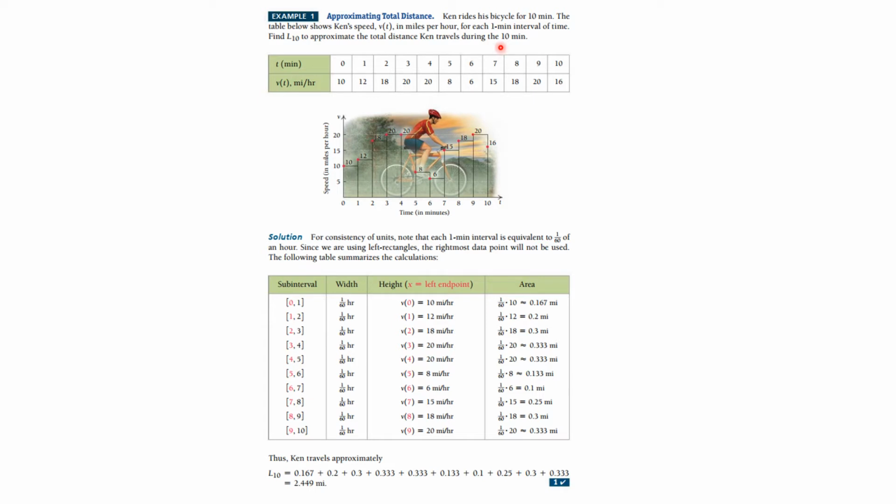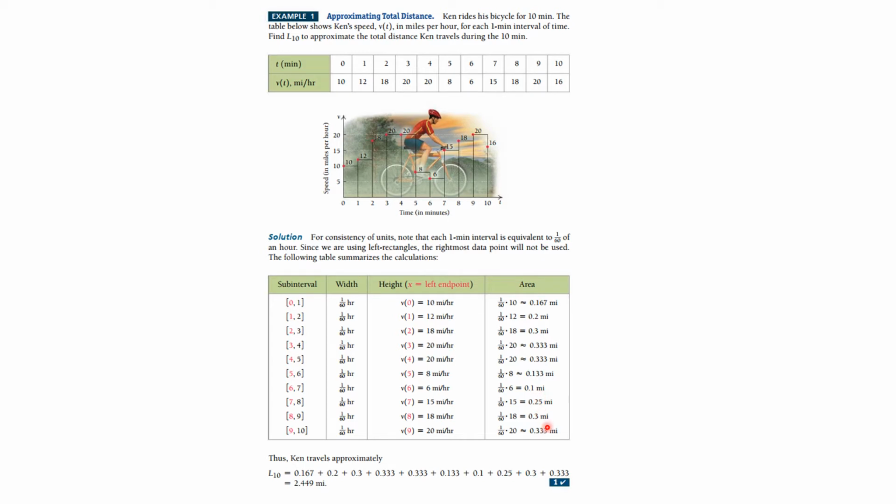And so what you want to do is, for each 1 minute interval, and that data shows us for each 1 minute interval, we want to find L10 to approximate the total distance he travels. You see the area under a velocity versus time curve is velocity times time, which is distance. For the units then, the width of each of those rectangles is going to be 1 minute, or 1/60th hour. We have the data for how tall they are in miles per hour. If I take the product of miles per hour times hours, I get miles.